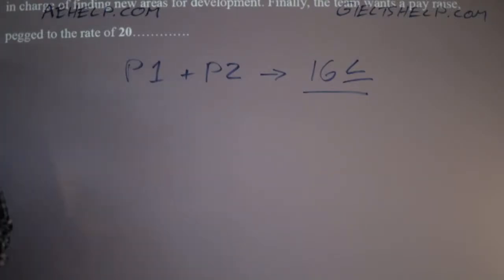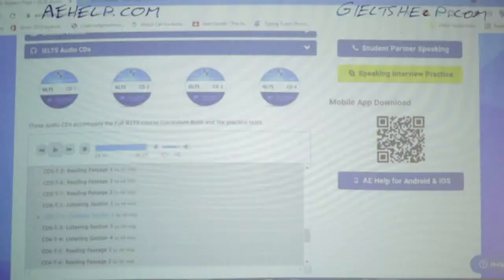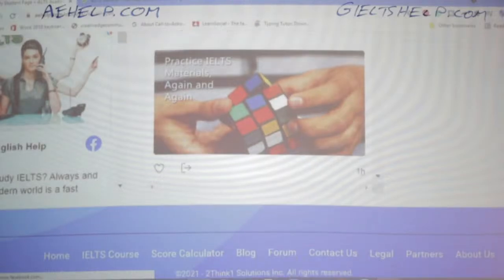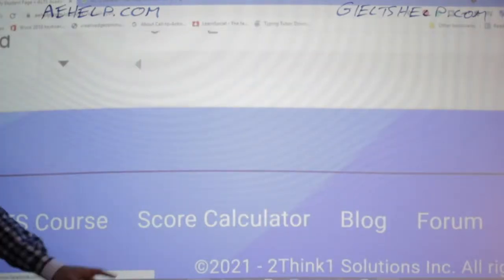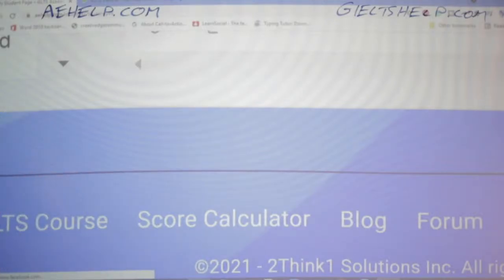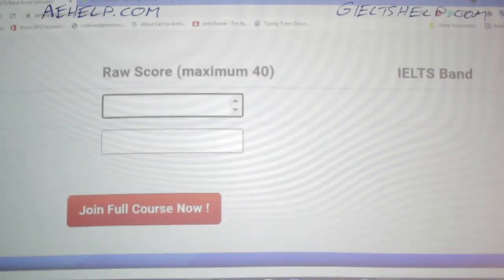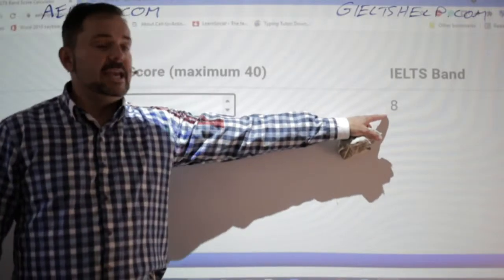All right. By the way, students, if you go to our websites, either one, aehelp.com or gieltshelp.com, at the very bottom, you'll even find a tool for your marking called the score calculator. When you go to the score calculator, you can type in your total score, like let's say 35 out of 40, and then it'll say, okay, that would be a band 8, okay?